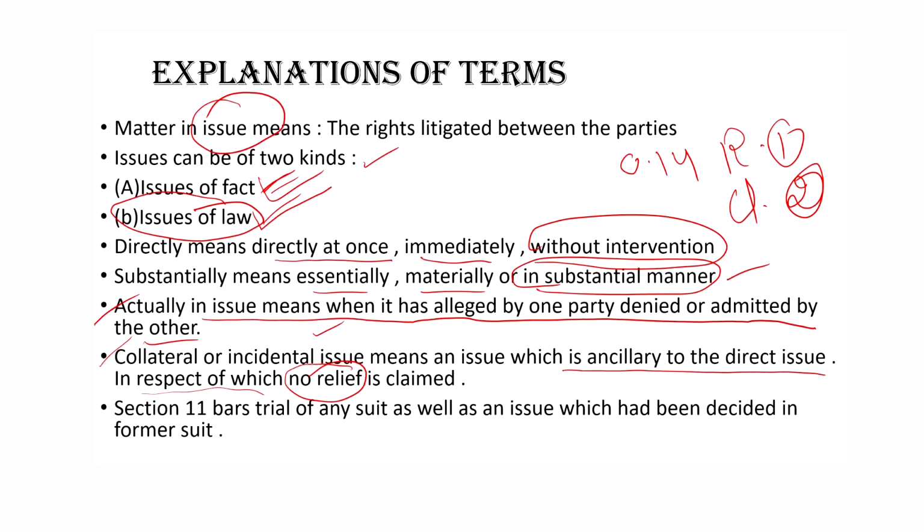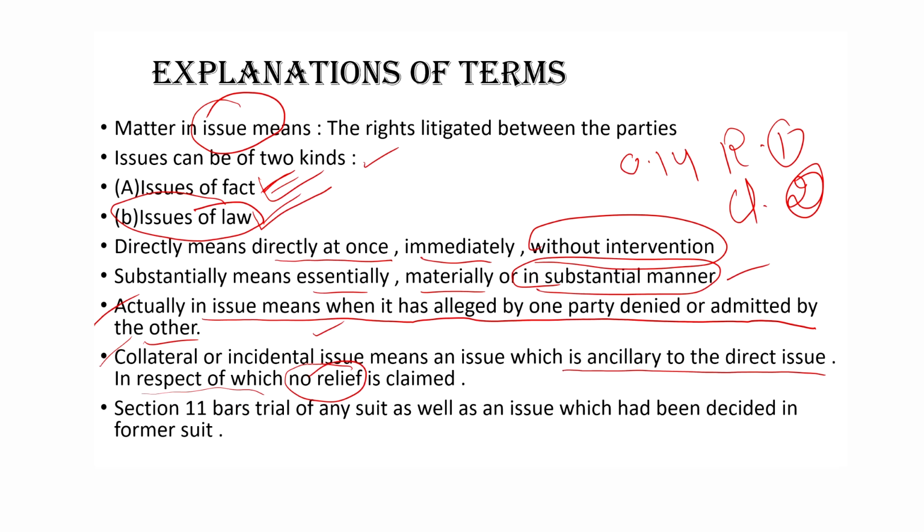That is the reason the plaint becomes lengthy, 10 pages, 20 pages, 30 pages or 40 pages; you try to write almost everything. So this is what I am saying, collateral or incidental. These issues are called collateral or incidental issues, which come by incident, but you are not claiming any relief. You are keeping them in the plaint just to make the court understand, just to get the order in your favor. Collateral or incidental issue, in respect of which no relief is claimed, you do not claim anything specifically.